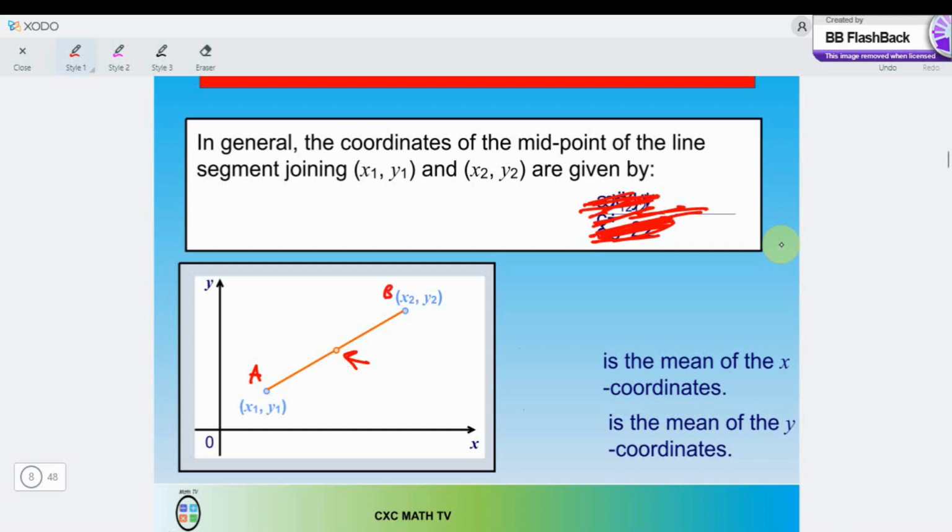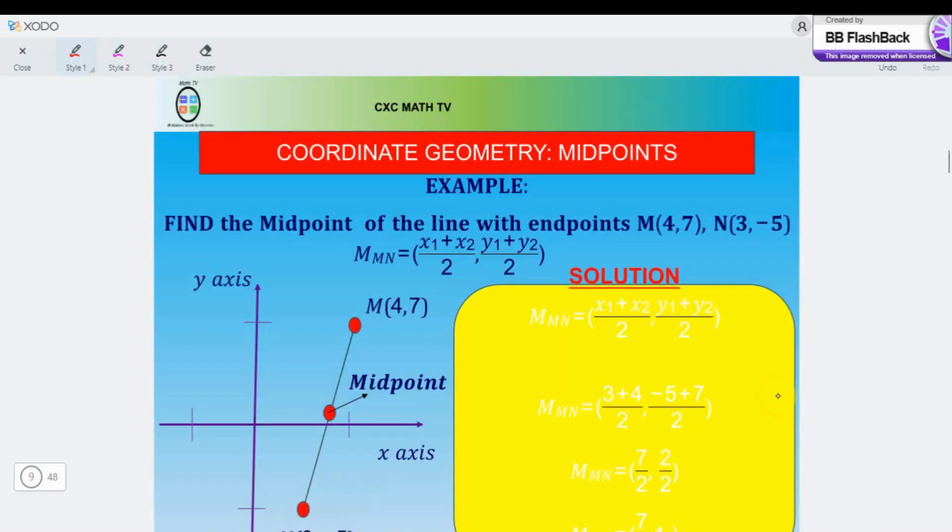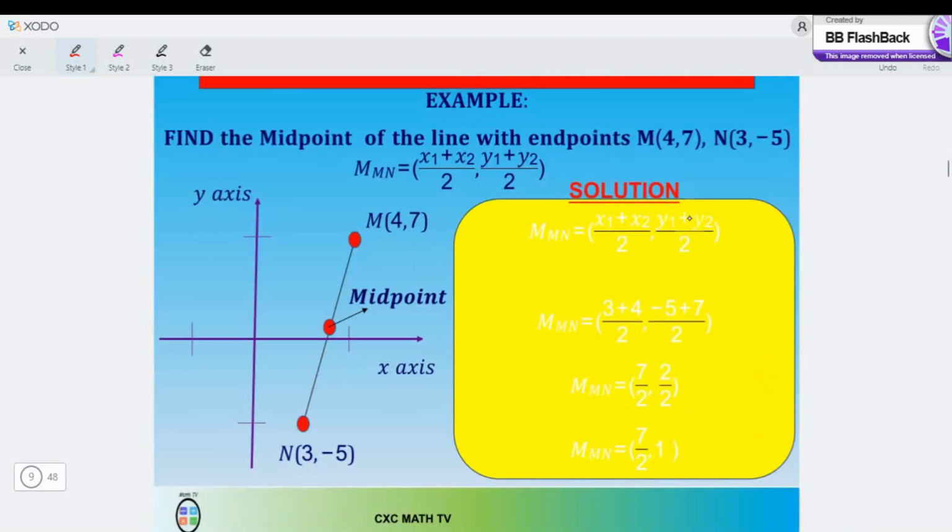of the line, to find the midpoint, we find the average of the x values, so x1 plus x2 divided by 2, comma, then y1 plus y2 divided by 2. This is how we find this point. So the average of the x values and the average of the y values give you the midpoint. That is all. Example, we need to find the midpoint of this line, right?